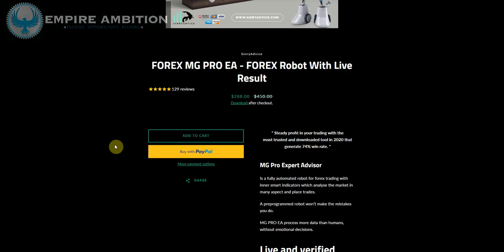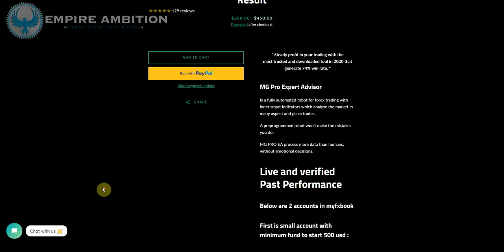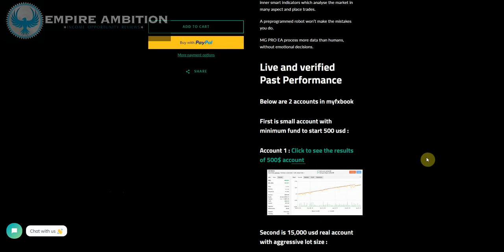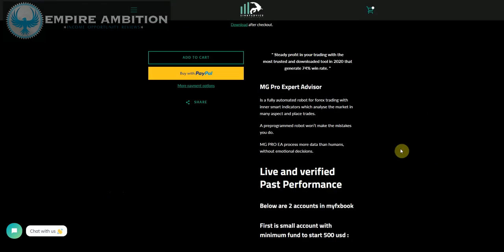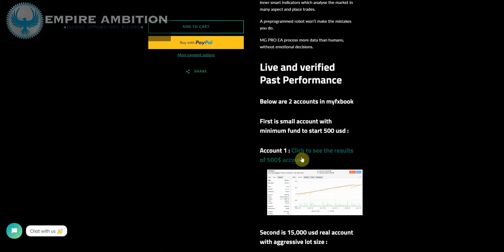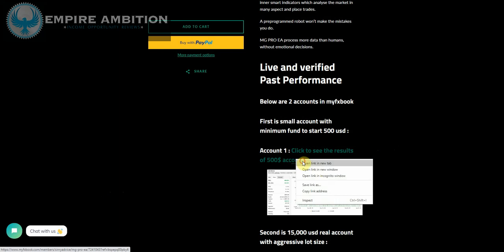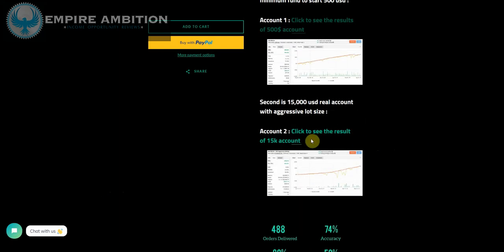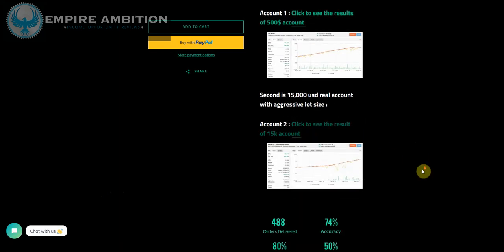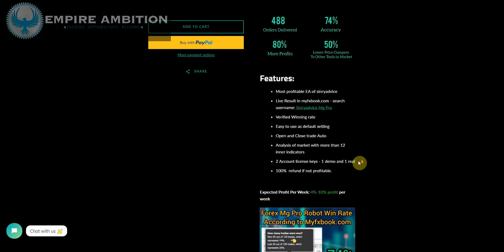All right, let's go ahead and scroll down here. You can see the price, $288. And if we continue to scroll down, we can see that it has a 74% win rate. They also have several myfxbook accounts that we'll take a look at. So here's a $500 account. Here's a $15,000 account.